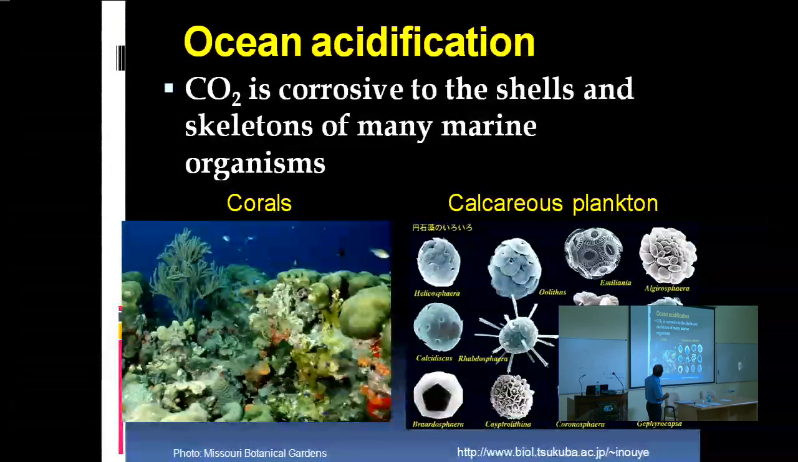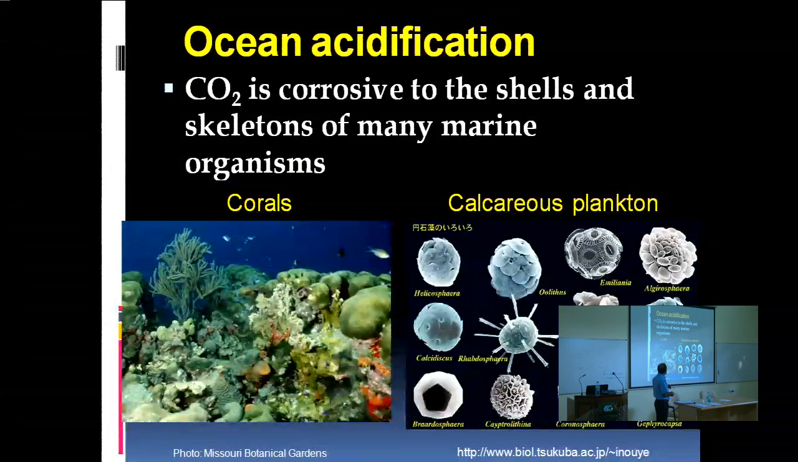CO2 is corrosive to the shells and skeletons of marine organisms. That we know, because I think I have already talked about why this can proceed, because you saw the pH plot as well as how the concentration of bicarbonate, carbonate, and carbonic acid vary with pH.